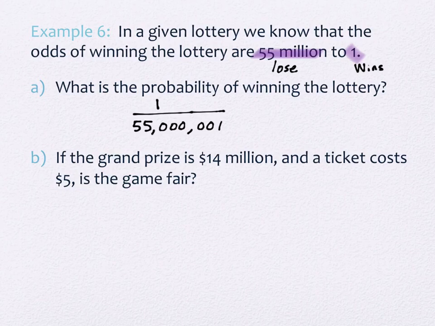All right, so we're going to do the expected value of this now. It says the grand prize is 14 million, and a ticket costs $5. It asks if the game is fair. The game is fair, remember, when the expected value is 0. So we have to figure out what the expected value is, and then we can make the decision based on that outcome, whether it's fair or not. And we can even decide who it's unfair to: the person who plays, or the person running the lottery.